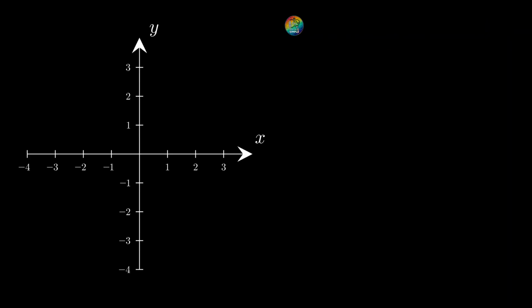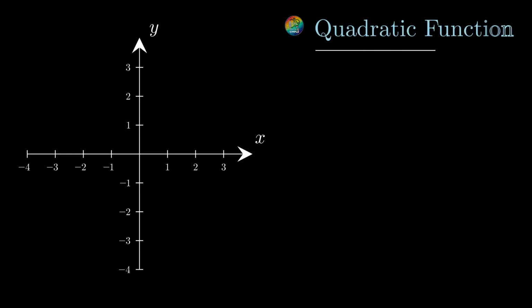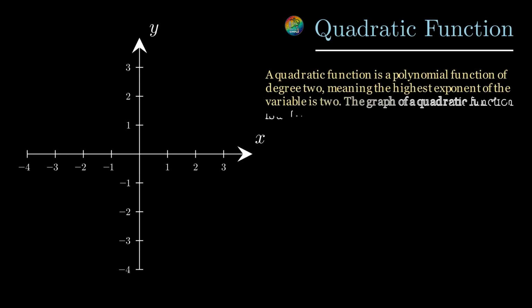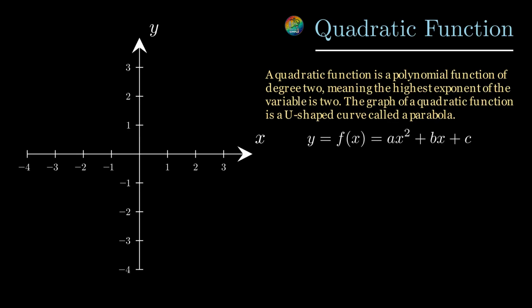Now, let's look at our first specific type, the quadratic function. A quadratic function is simply a polynomial of degree 2, meaning the highest exponent on our variable is a 2. Its standard equation is y equals f of x equals ax squared plus bx plus c. When you plot a quadratic function, it always creates a distinctive U-shaped curve. We call this shape a parabola.